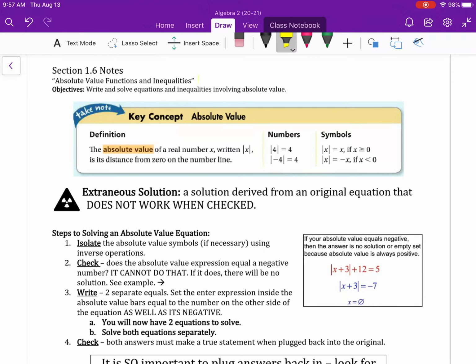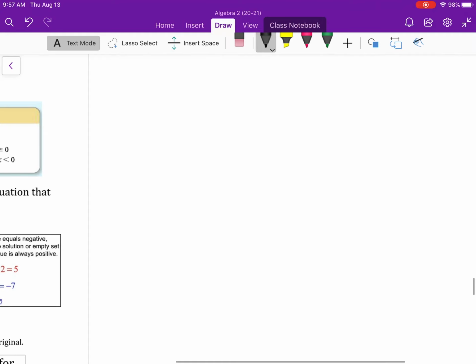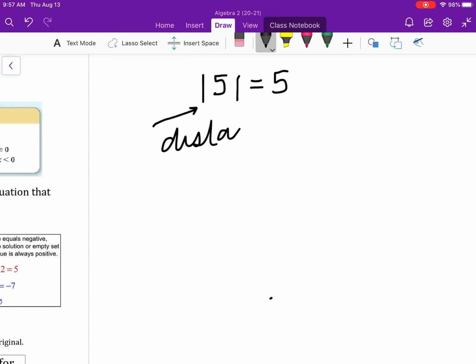All right, so in this video we're going to be talking about absolute value functions and inequalities. Now, let's go back and think really simply: what does absolute value mean? If I said the absolute value of 5 equals 5, what do these actual bars mean? What they mean is distance from 0. Let's think about them like that.